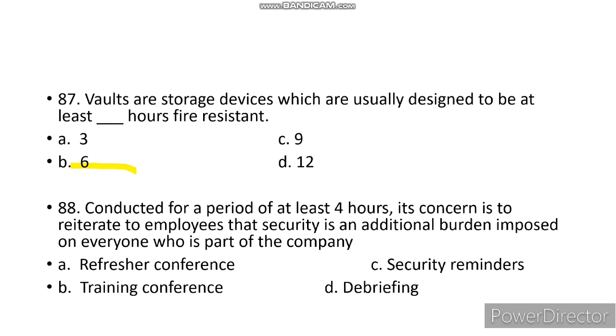88. Conducted for a period of 4 hours, it's concerned to reiterate the employees that security is additional burden imposed on everyone who is part of the community. So, what do we call that? Training conference.